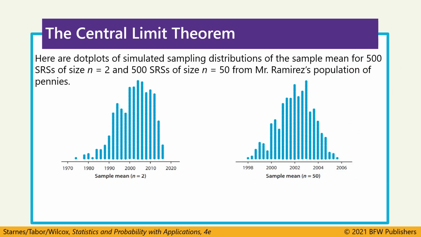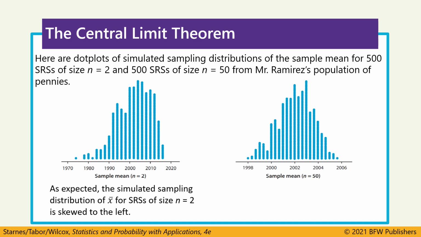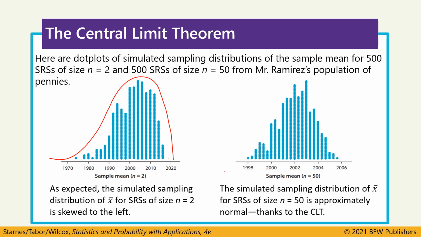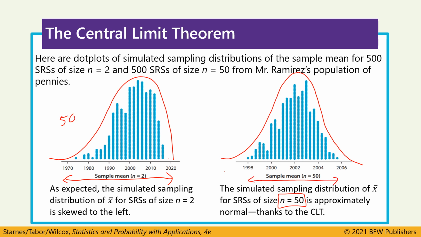And here's the actual data from samples collected from Mr. Ramirez's class. We can see when we have a sample of size 2, this is still skewed to the left, but less so than that original population. And when we have a sample of size 50, thanks to the central limit theorem, because that is greater than 30, we can see this is approaching that unimodal and bell-shaped distribution. Also, just a note, if we look at the ranges here, the range on this graph is about 50 years, where the range on this second graph with a sample size of 50 is only 8 years.